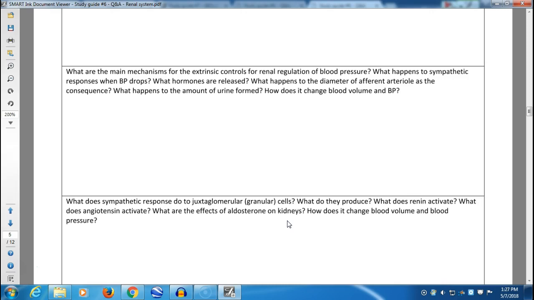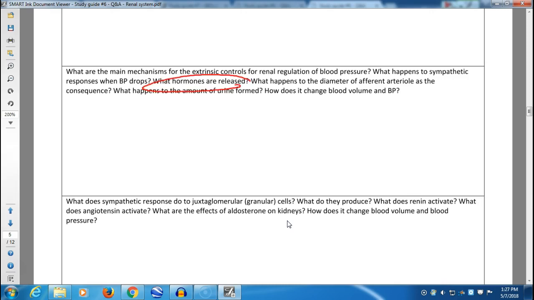Now, angiotensin, which effect does it have on the blood vessels? Angiotensin is a vasoconstrictor, which means if afferent arterioles constrict, what happens to the filtration? It goes down, blood volume goes up. Sympathetic stimulation, overall, constricts blood vessels, filtration decreases, blood volume goes up. Does that make sense?